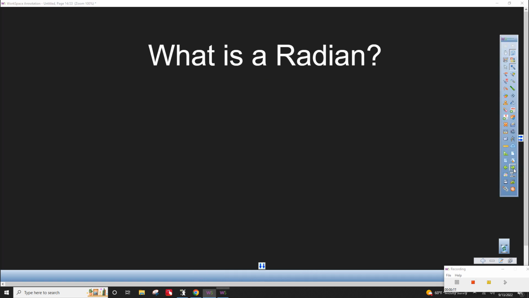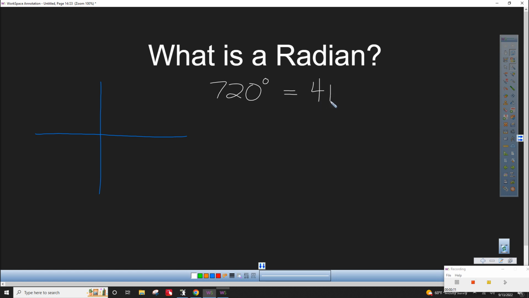Okay? All right, what is a radian? A radian is a new way to measure an angle. The thing about radians is they often talk about angles that measure rotation. So often these are big angles. And so instead of saying that something is a 720-degree angle, which doesn't make sense from a geometric standpoint, we would say that that is 4 pi radians.